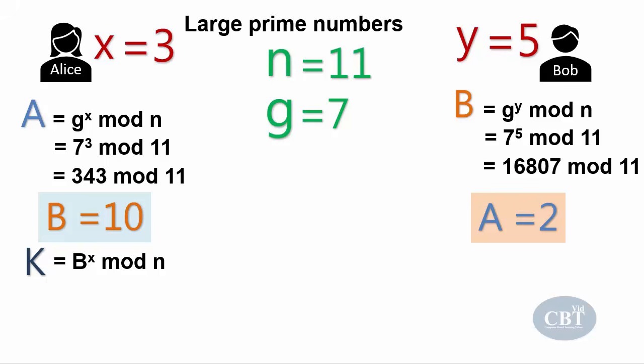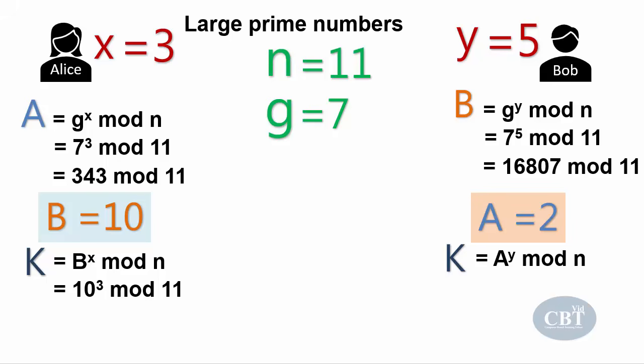And Bob is going to say, I'm going to calculate my key, and my formula is A, which I received from Alice, to the power of Y, my private number, modulo N. So for Alice, the value is going to be 10 to the power of 3. That's 1,000 divided by 11.